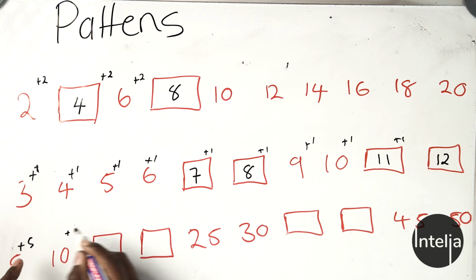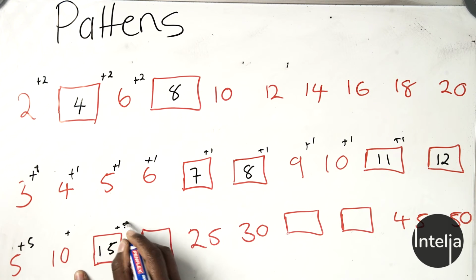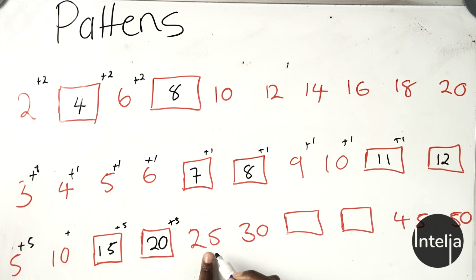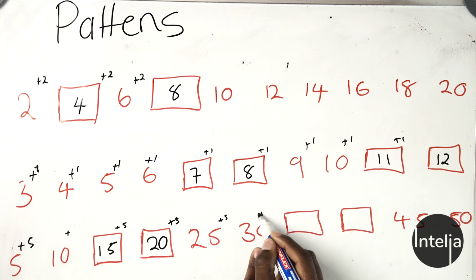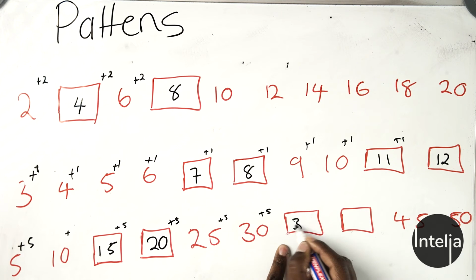10 plus 5, that's 15. 15 plus 5, that's 20. You write your missing numbers here. 20 plus 5, that's 25. 25 plus 5, that's 30. 30 plus 5, that's 35. Here was our missing number.